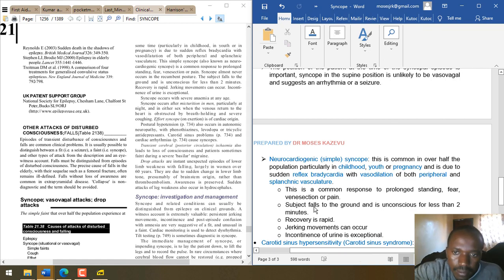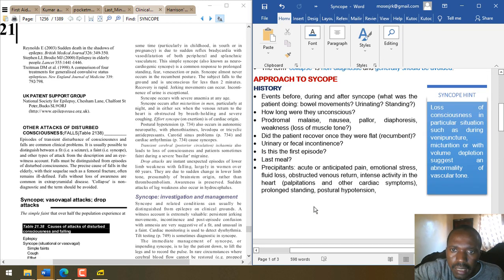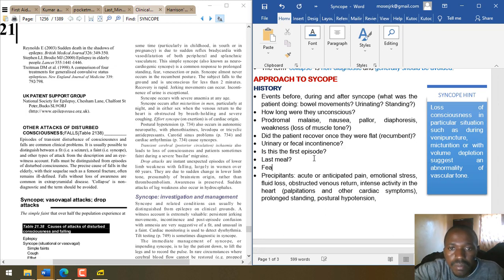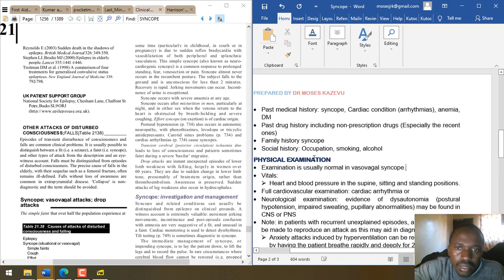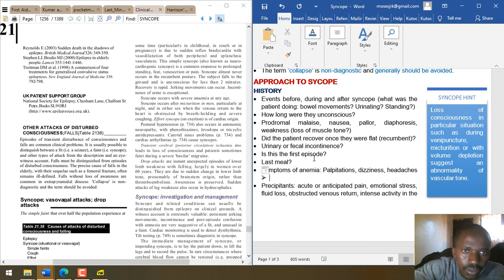Then what else? This is a very important point here of severe anemia. Remember when I told you about anemia? So you can also ask about features of anemia here. Symptoms of anemia, so those are your palpitations, your dizziness, your headaches, for example. And it's very, very important to note that severe anemia at any age can cause syncope.